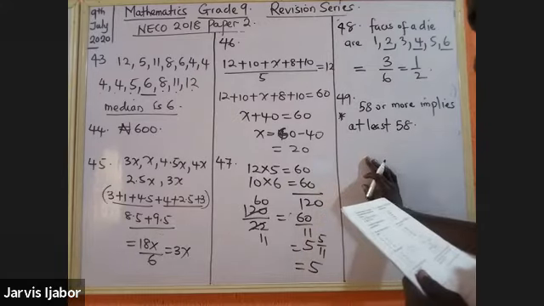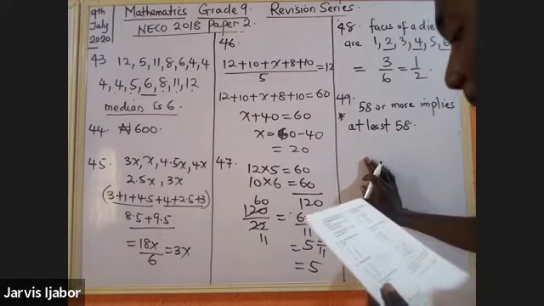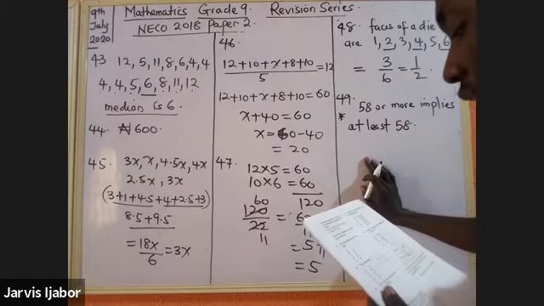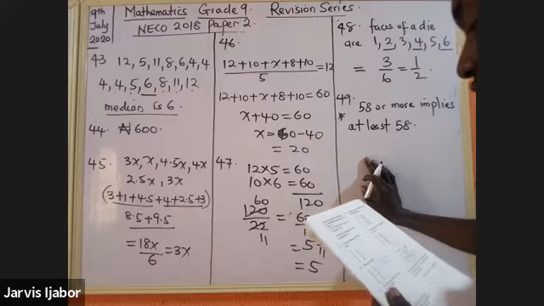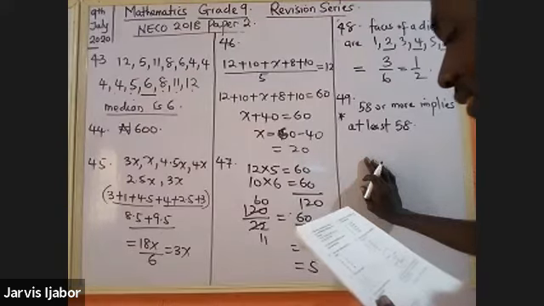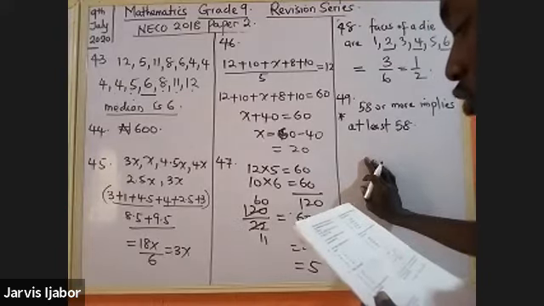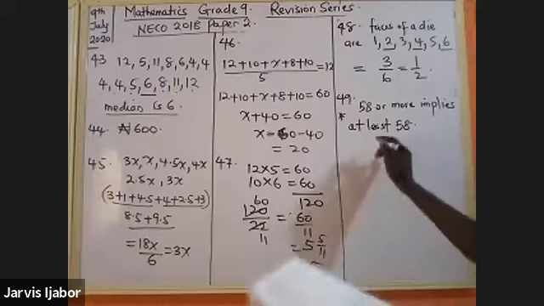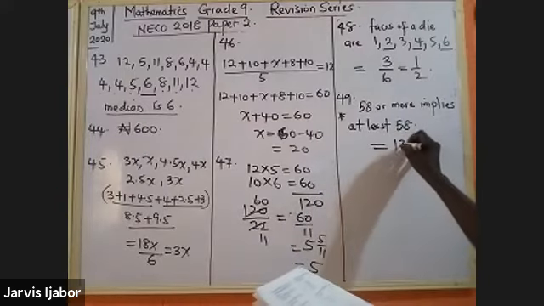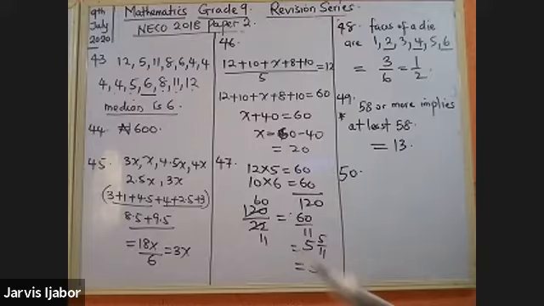71, 2, 70, 60, 70. So that'll be 1, 2, 3, 4, 5, 6, 7, 8, 9, 10, 11, 12, 13. I'm seeing 13. Please confirm if I'm right.